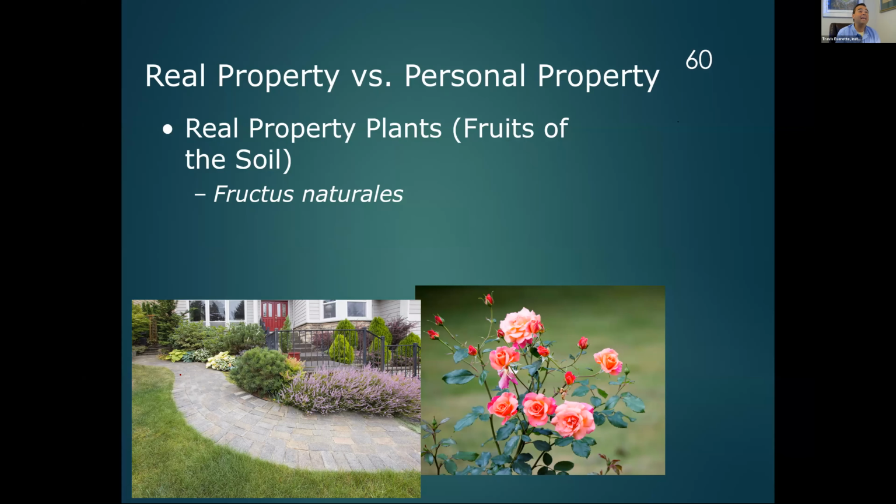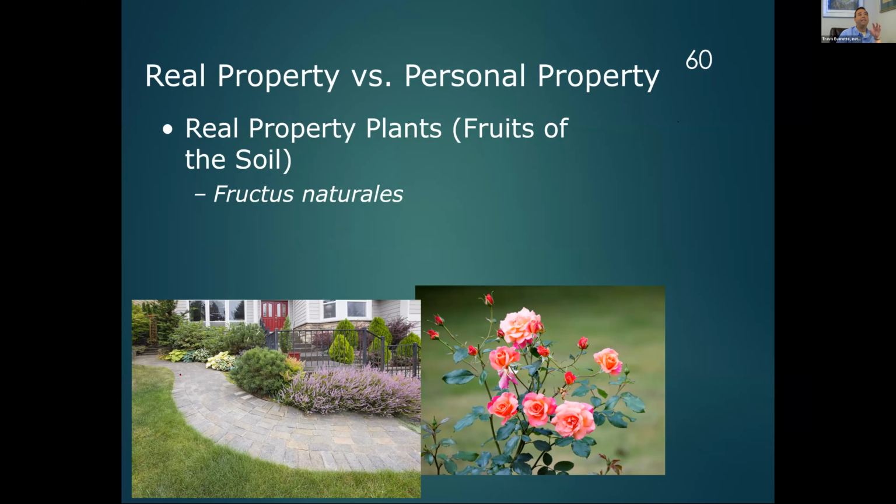Plants can either be real property or personal property as well. Even plants. And I know that sounds confusing because we said one of the tests is something permanently attached. What did I say? Nailed, screwed, glued, or buried in the ground. So that seems to be a little bit confusing. Let me tell you what the differentiation is going to be here.